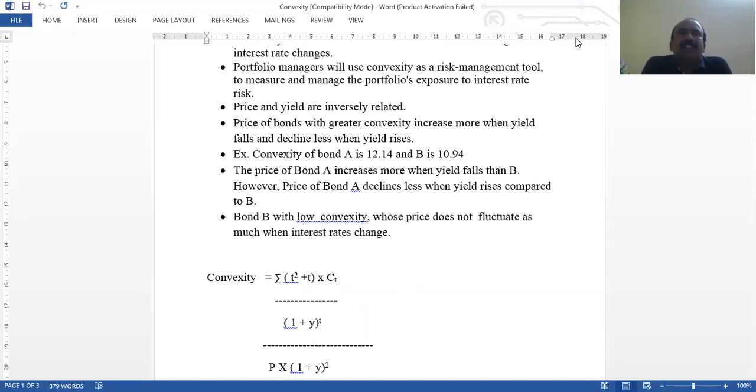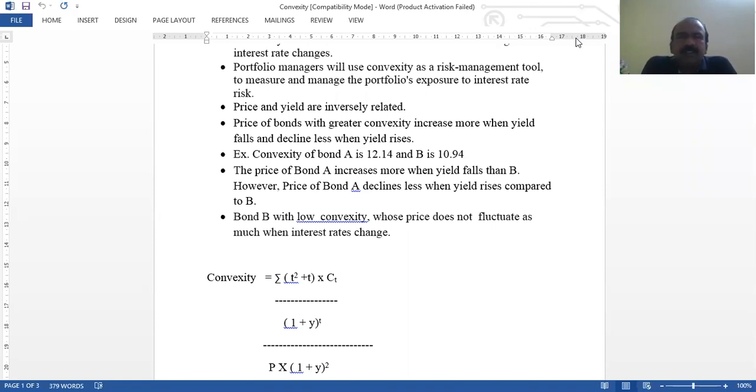Whenever the yield increases or the yield falls, such bonds will not fluctuate much. Whereas high risk stocks, for example a stock having a beta of more than 1, have higher fluctuation with regard to price. The same way, bonds with higher convexity will have greater fluctuations. I mean, I am just comparing bonds with stocks. Hope all of you understood the theory.